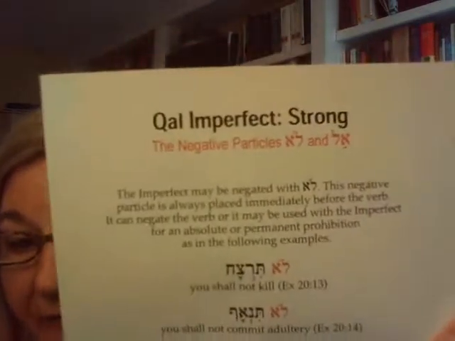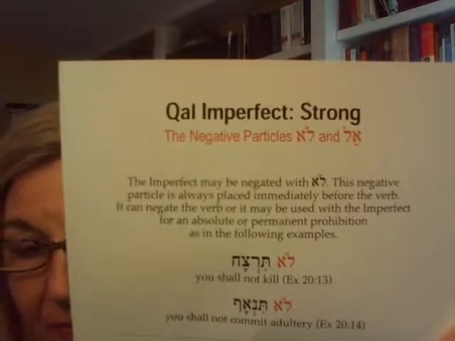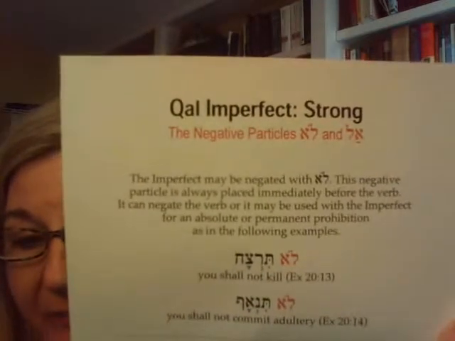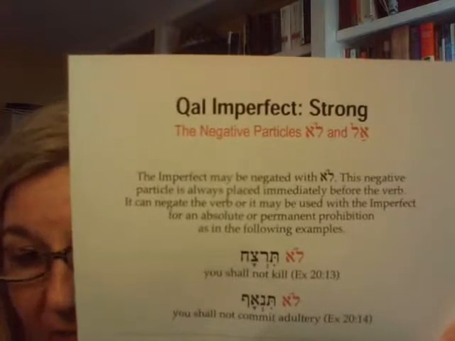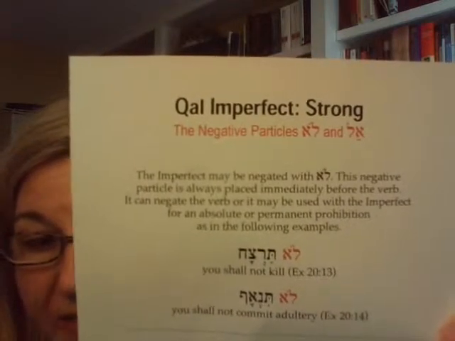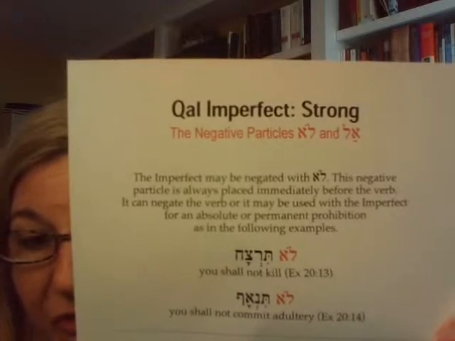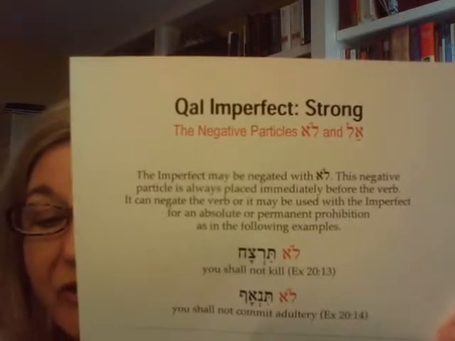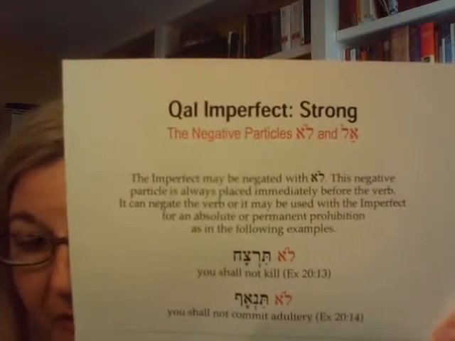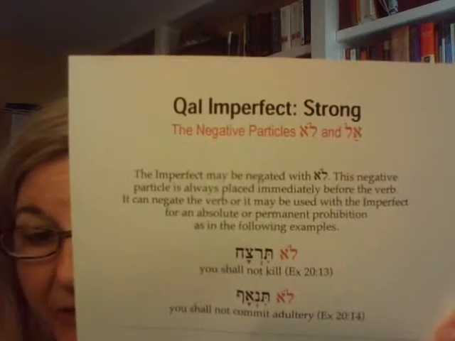Killing, taking the life of someone that's not threatening you or without a legitimate reason, is always wrong. And adultery is always wrong. These are not situational. They're not conditional. It's always thou shalt not kill, or you shall not commit adultery.